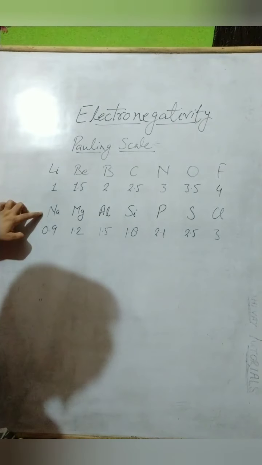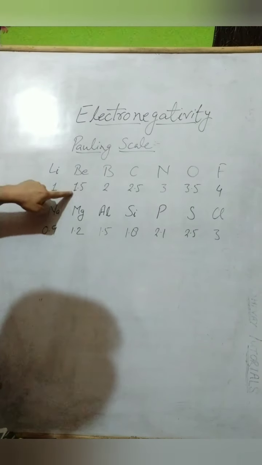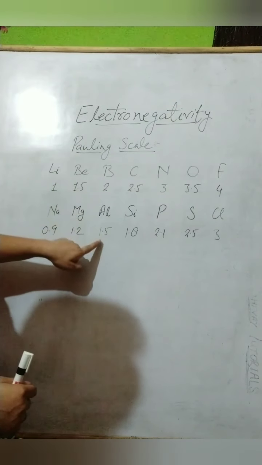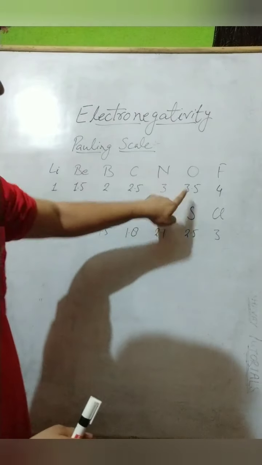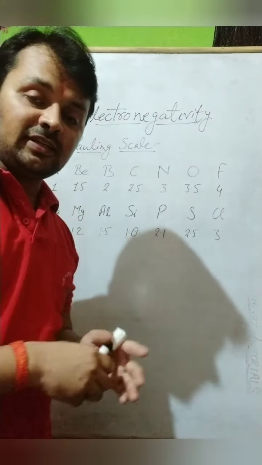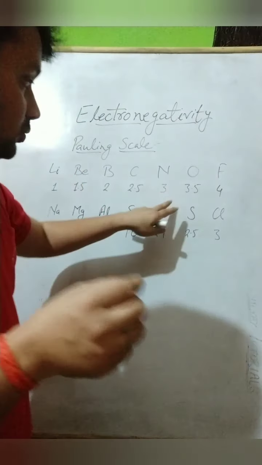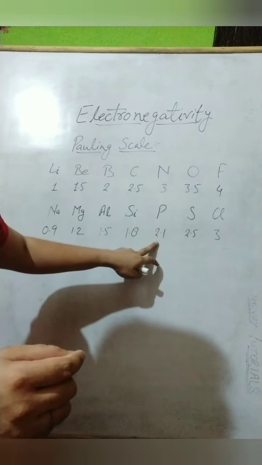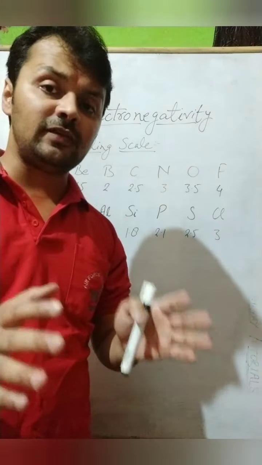Then in the third period, if you see, the values are drastically different. From 1 it is 0.9, from 1.5 it is 1.2, from 2 it is 1.5, from 2.5 it is 1.8, from 3 it is 2.1, from 3.5 it is 2.5, and from 4 it is 3. This means there is a difference of at least approximately 1, or you can see here 0.7, 0.9. It is a large difference.